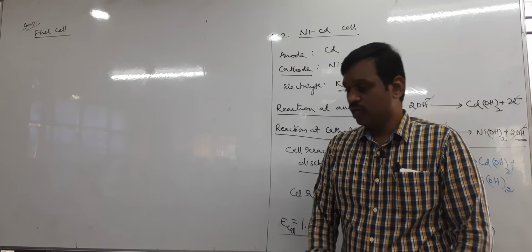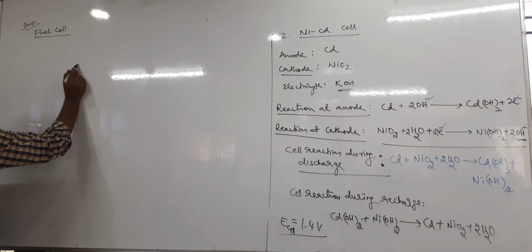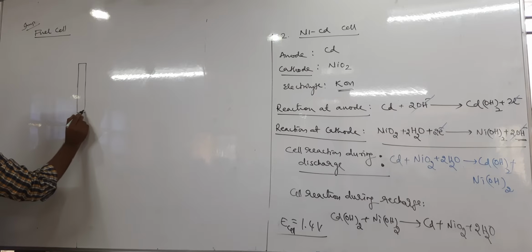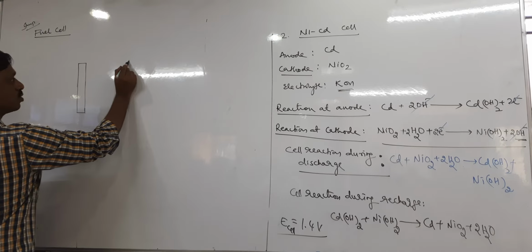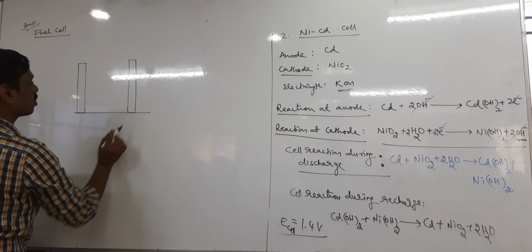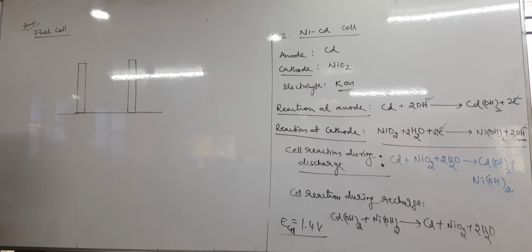Fuel cell: the cells which are used to produce electric current by the combustion of fuels like methane, methyl alcohol, ethyl alcohol, hydrogen, oxygen are called fuel cells. Example, hydrogen oxygen fuel cell.